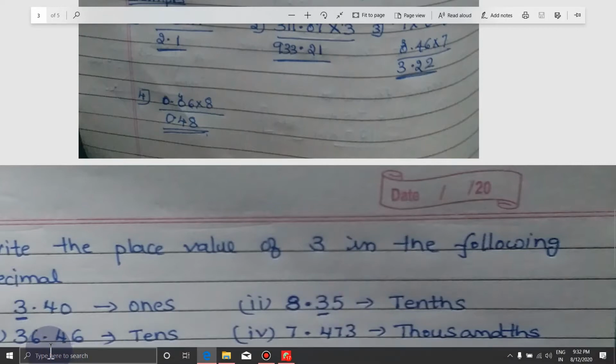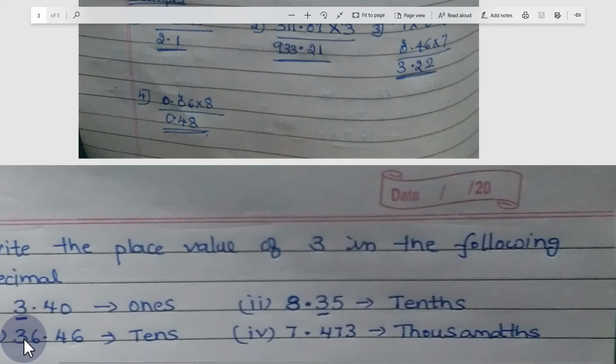So here 36.46, that is a number before the decimal point, so it is tens place. Here 7.473, after the decimal point, 3 is here. So this is tenths place, hundredths place, thousandths place. So 3 is the thousandths place.